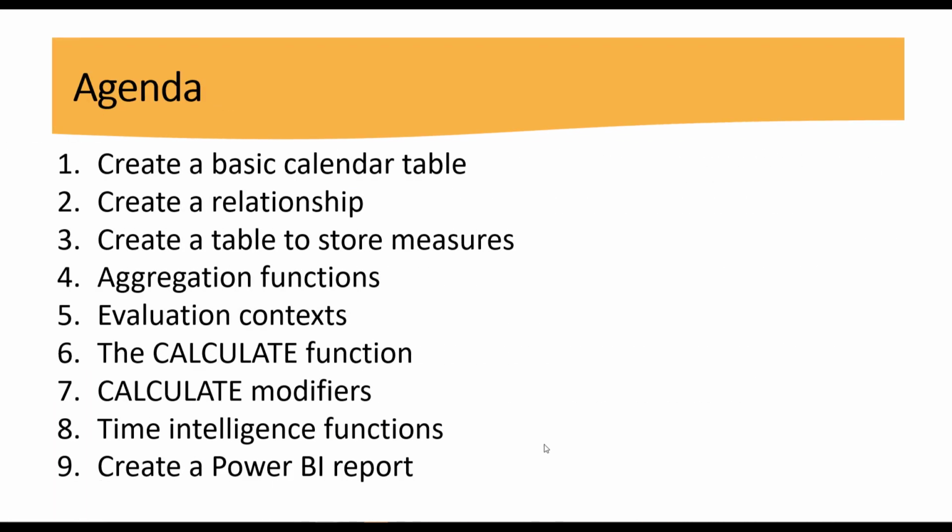So here's our agenda. We're going to start by creating a basic calendar table. Then we will create a relationship between this calendar table and the fact table that we already have in the model. And then at the end, guys, we're going to create an awesome Power BI report with all the information that we have acquired in this tutorial. Okay, so now let's go to the first point.